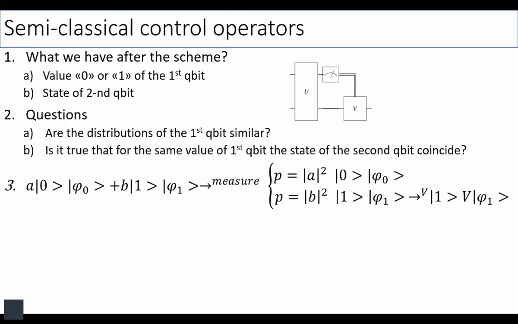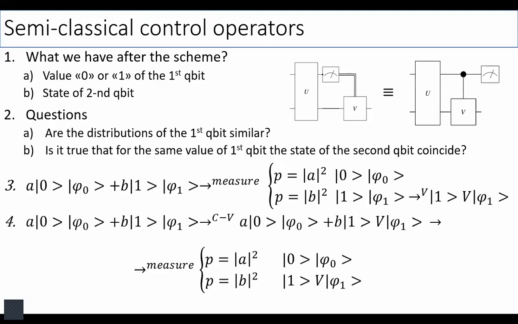And if I get 1, which happens with probability B squared, my state would be 1 phi 1. But in that case, I also need to apply operator V to the second qubit. So the final state will be 1 V phi 1. So in the end, with probability A squared, I would be in this state, and with probability B squared, I would be in this state. So it would be like this.